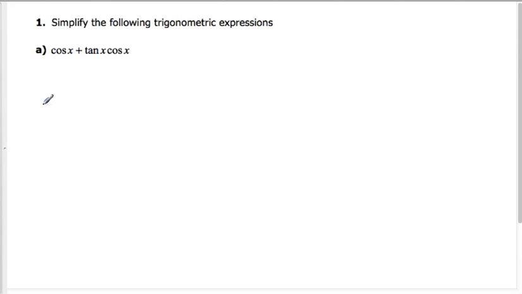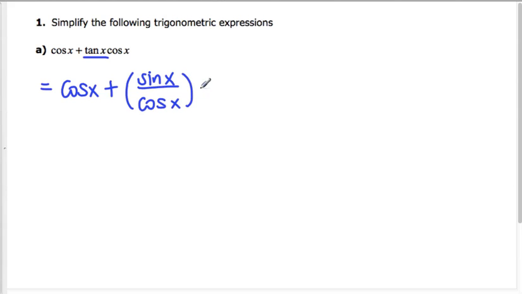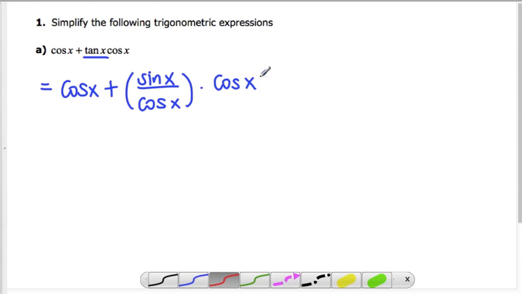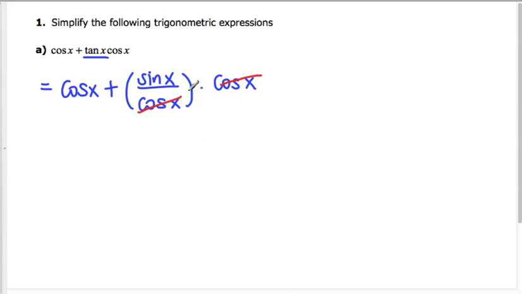Alright, simplify the following trigonometric expression. So we have cosine x plus tangent x cosine x. So every time you see a tangent, I'm going to change that to sine over cosine. So that expression is equivalent to cosine x plus sine x over cosine x times there's a cosine x over here. What you notice is the cosine x on top and the bottom will simplify because the cosine over cosine is 1, so all you have left is cosine x plus sine x, and you cannot simplify anymore.